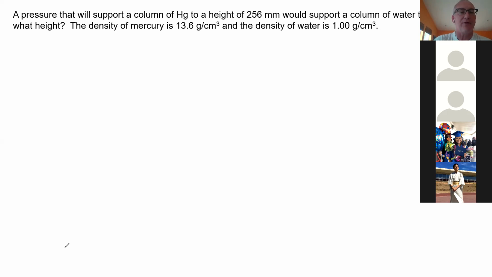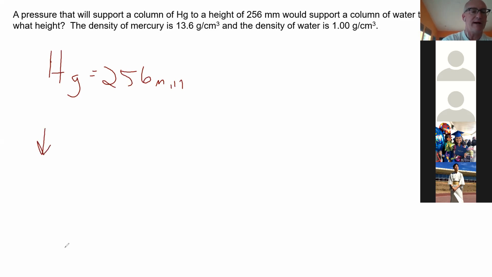All right, so pressure that will support a column of mercury to a height of 256 millimeters. So the pressure is 256 millimeters. So it will support a column of water to what height? Basically it's saying if that pressure will push down on a column of mercury and raise it up to 256 millimeters, how much would that same pressure push up the water?